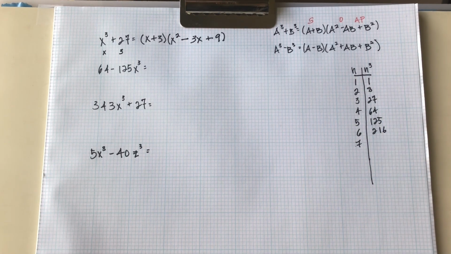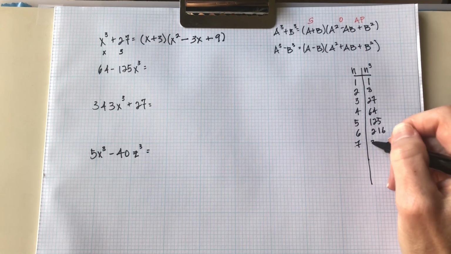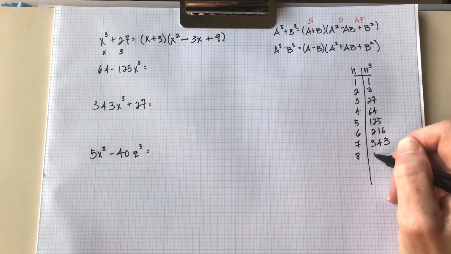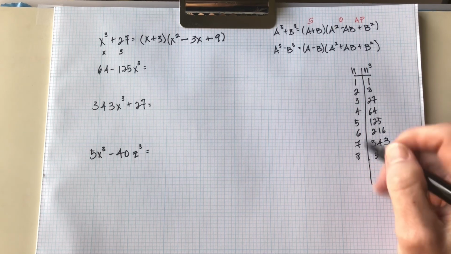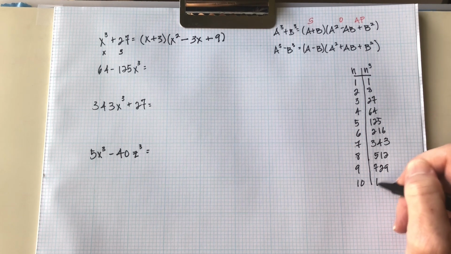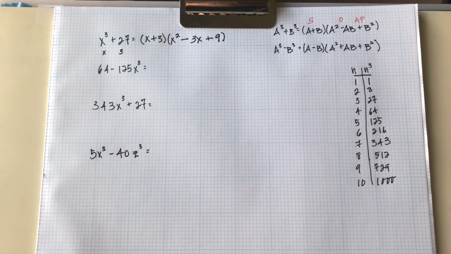Let me double check that. Yep. 343. 8 cubed is 512. 9 cubed is 729. And 10 cubed is 1000. So that's a good start. We probably won't need to go beyond that.